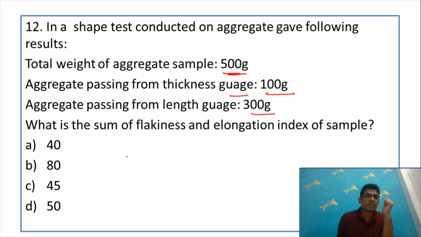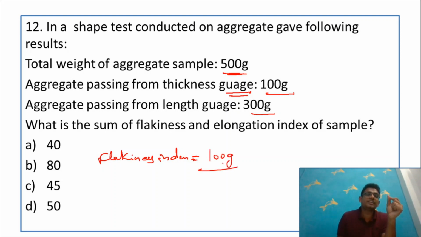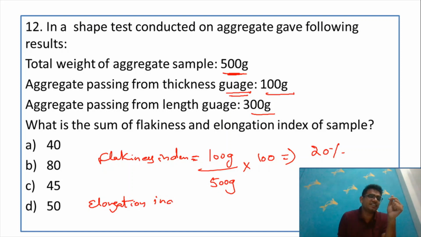Now the point is, the formula for the flakiness index is flakiness index equal to weight of flaky aggregate. So whatever the aggregate passed from the thickness gauge, that will be the weight of the flaky aggregate. That is how much? 100 grams. So 100 grams divided by total weight of the aggregate here, 500 grams, into 100. So that will be how much? 20%.